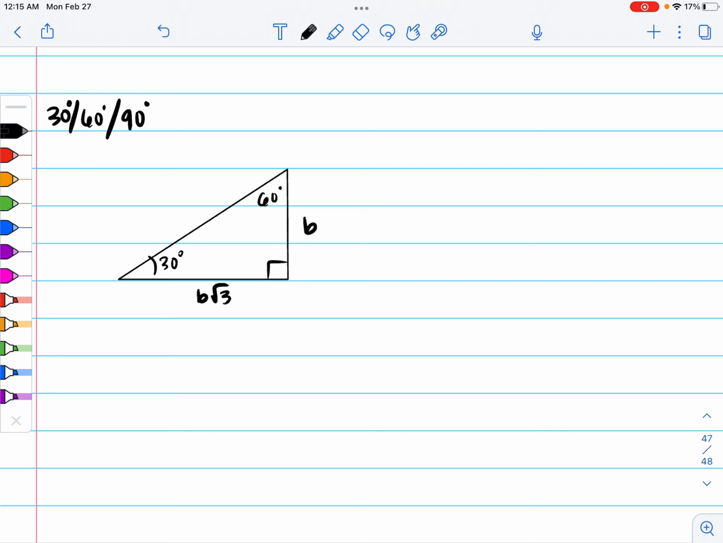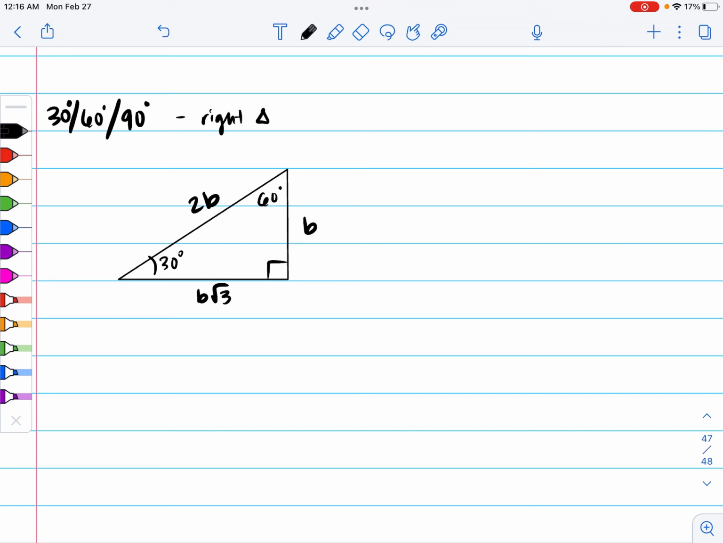If you don't believe me that this is going to be the medium side, you could actually plug in these values and multiply. We'll do a quick example of it. The last side, the longest side, is actually 2B. The nice part is that if you have the side opposite of 30, it's a quick jump to find out what the hypotenuse is.